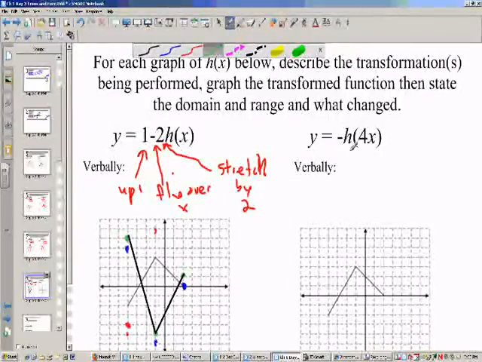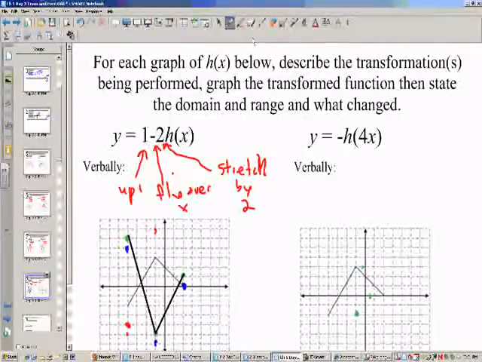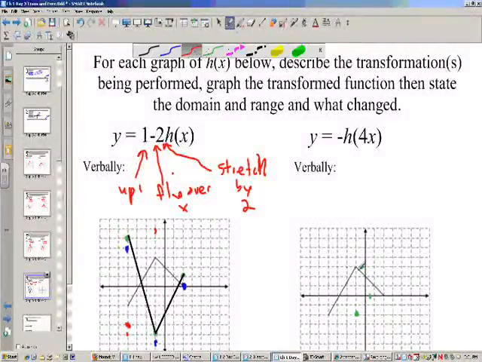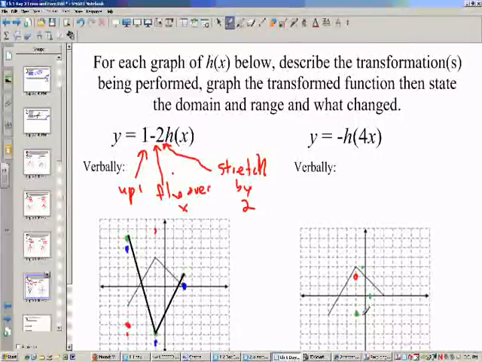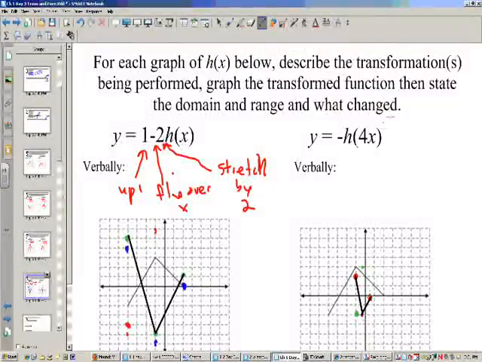This next one, we shrink by a factor of 4 and flip it over the x-axis. So if I shrink by a factor of 4, 2 divided by 4 is a half. 1 divided by 4 is 1/4. 4 divided by 4 is 1. Now I flip those over the x-axis, and now in red, I will have my points. So now I can connect them, and this is my new function.